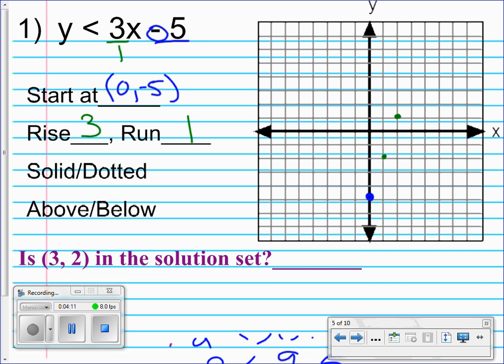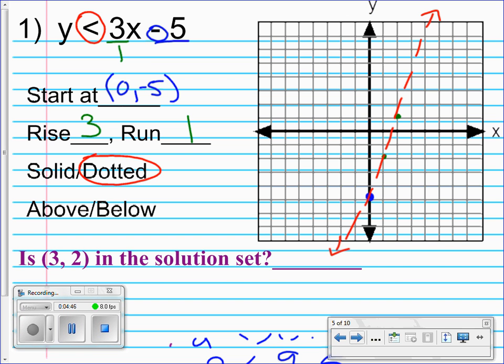I need to decide if I have a solid or dashed line. It is a less than symbol, which means it's going to be a dashed line or a dotted line, so that it does not include the points that I've graphed. So I'm going to graph my line now as a dashed line, and put my arrows on the edge because it does go on forever in both directions.